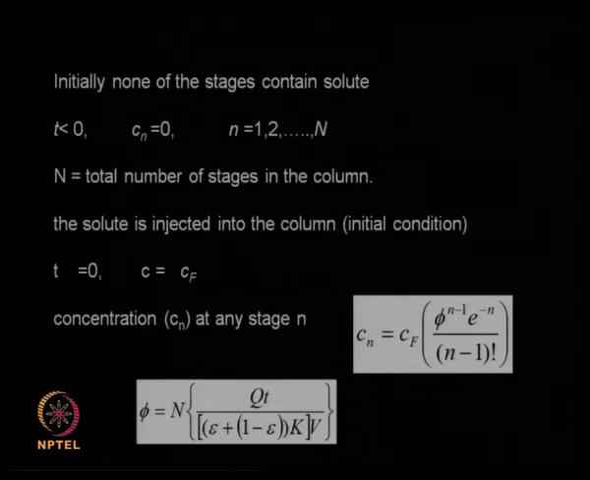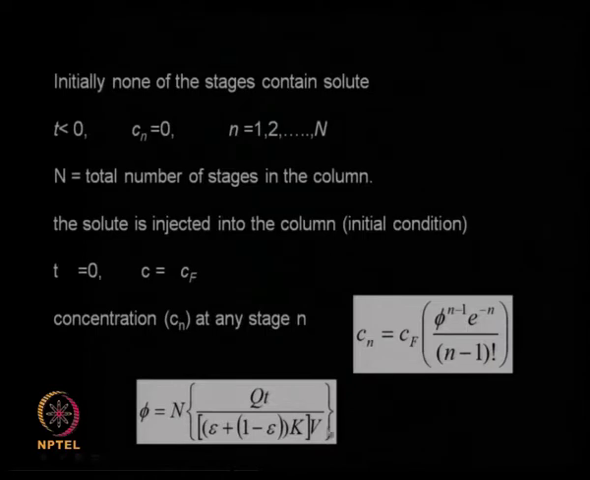So, by using these initial conditions, one can get a relationship for Cn, that is the concentration inside stage n or the concentration leaving stage n. This is given by this particular relation: Cn equals Cf phi raised to the power n minus 1, e to the power minus phi, divided by n minus 1 factorial, where phi is given by capital N, the number of stages, Q into T, Q is the flow rate of the continuous phase, divided by epsilon plus 1 minus epsilon K V.